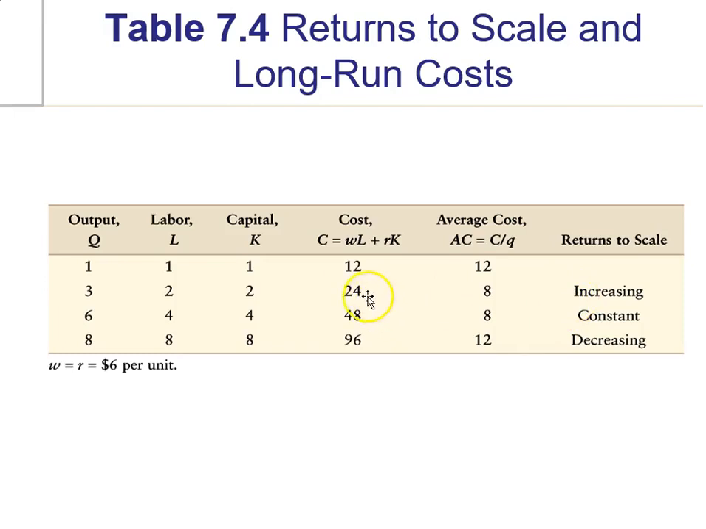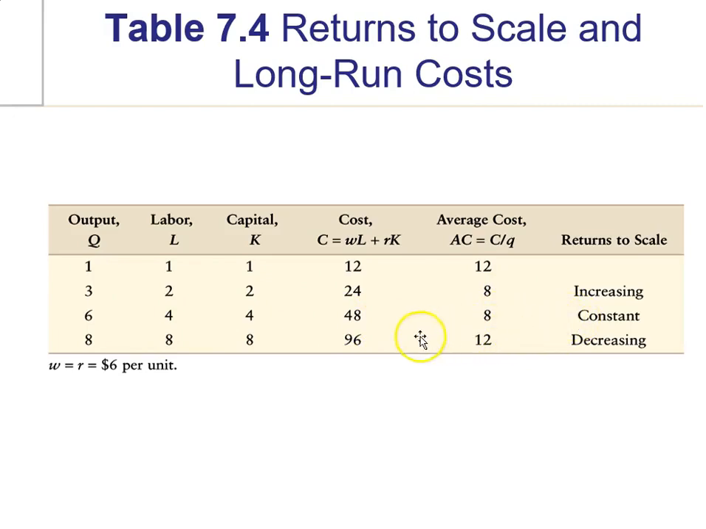Now what happens next? Well, let's double our inputs again. So our inputs doubled from 2 to 4 for labor, 2 to 4 for machines or capital. This has caused our cost to double. What's happened to our output? Well, it doubled from 3 to 6. So in this case, the average cost, 48 divided by 6, is still 8. Average cost did not change. This is a property of constant returns to scale.